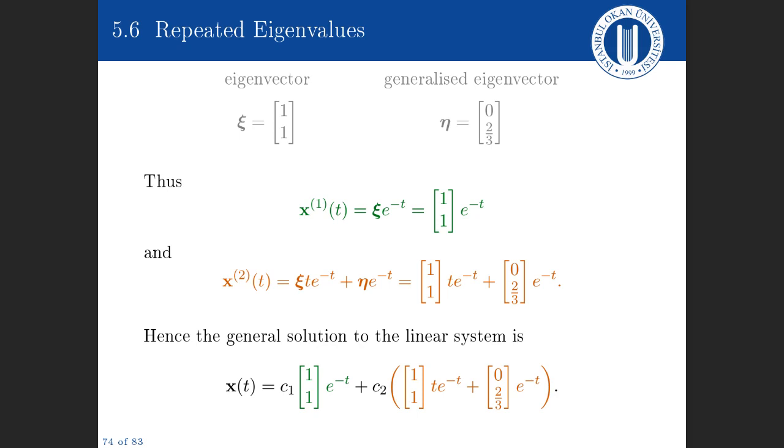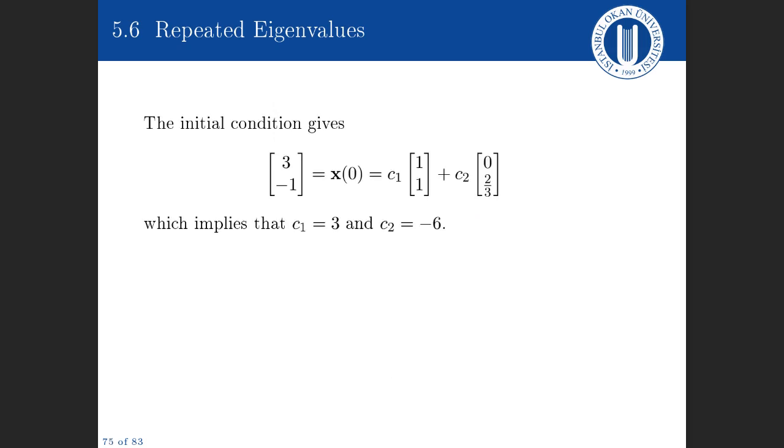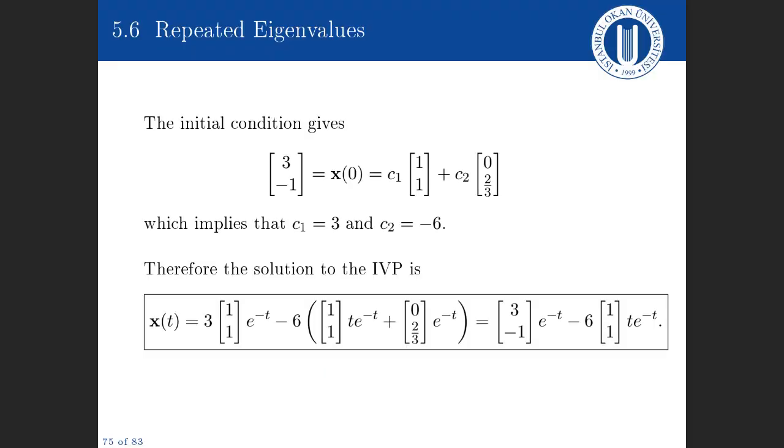And then we use the initial condition. I'm being deliberately quick at this point, to find the constants. And in this case, you can check that the constants need to be 3 and -6. And then we have everything that we need to write down the solution to the initial value problem. After simplifying a little bit, I like to see the answer in the form 3 minus 1 e to the power minus t minus 6 1 1 t e to the power minus t.